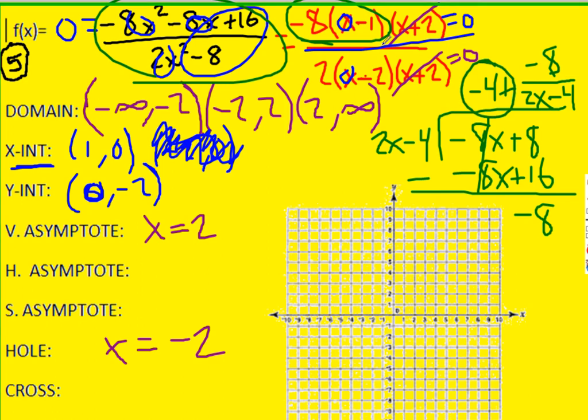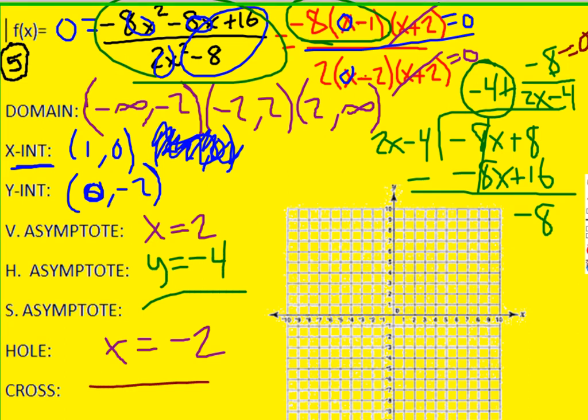So because of this, though, still negative 4 is our horizontal asymptote. Y equals negative 4. No slant asymptote, and crossing happens when your remainder equals 0. Well, negative 8 never equals 0, so we're never going to cross our horizontal asymptote. So with that in mind, we can now plot everything that we have.